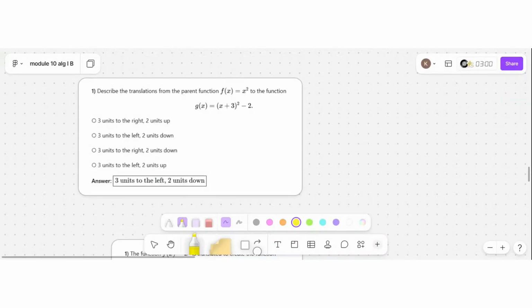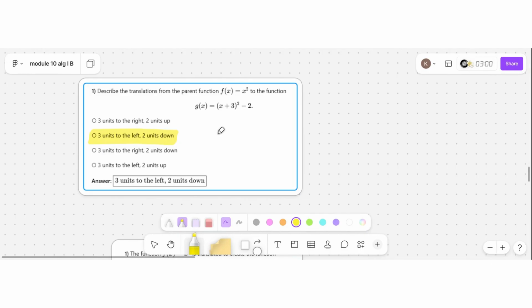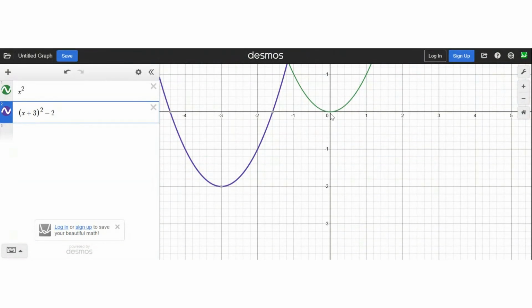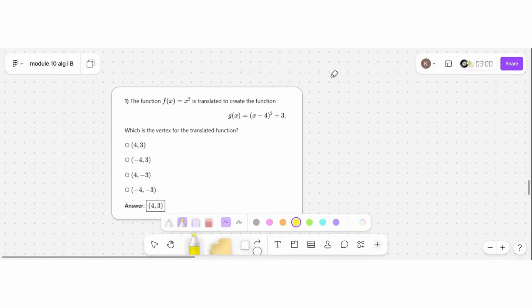So let's see if that's one of our answers. 3 units to the left and 2 down is right here. So that is the correct answer. And all we did was count from vertex to vertex. It said to go from the parent function, which was the green one, to this one in purple. So that's how we solved that one. Let's do the next one.